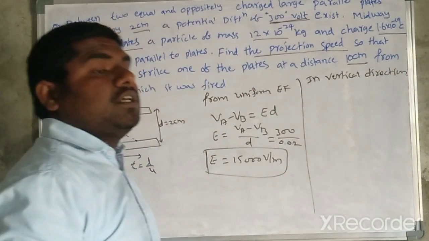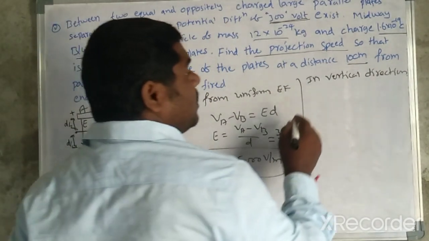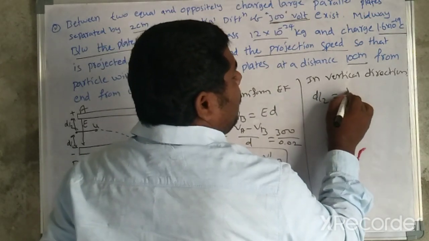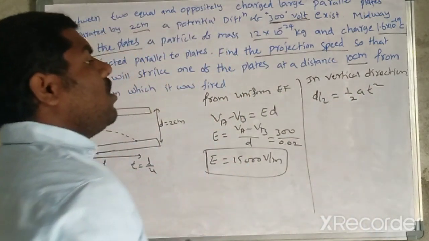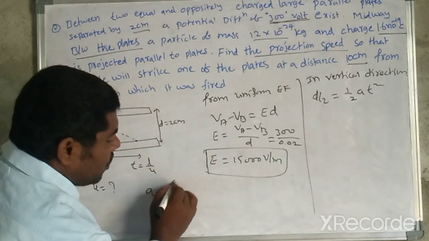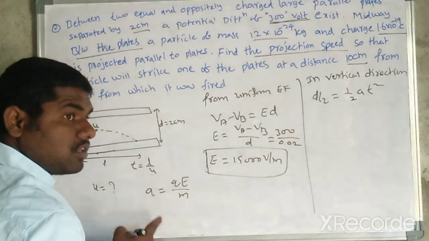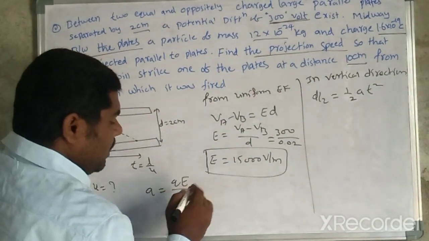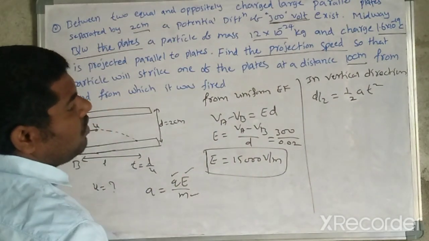According to the kinematic equation, S is equal to ut plus half a t square. In the vertical direction, S is d by 2, which is equal to 1 by 2 a t square. The acceleration is equal to force upon mass, and force is q into E. Now the E value, charge value and mass we know, so substitute here.